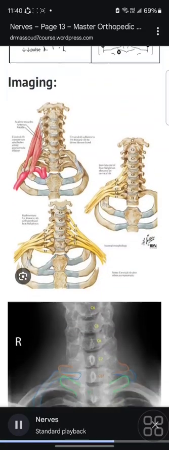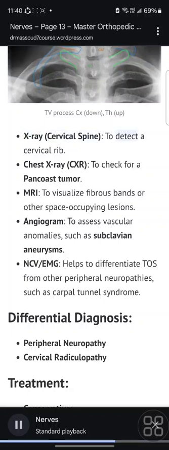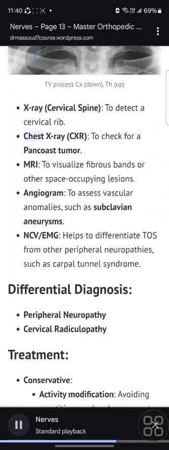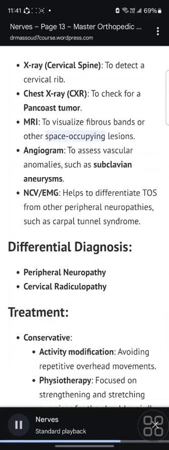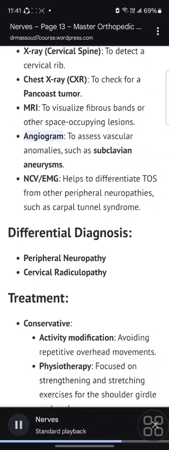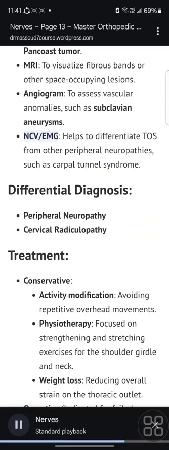Imaging. X-ray of the cervical spine, to detect a cervical rib. Chest X-ray, CXR, to check for a Pancoast tumor. MRI, to visualize fibrous bands or other space-occupying lesions. Angiogram, to assess vascular anomalies, such as subclavian aneurysms. NCV-EMG helps to differentiate TOS from other peripheral neuropathies, such as carpal tunnel syndrome.